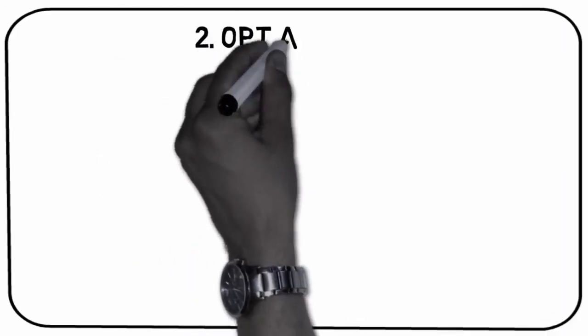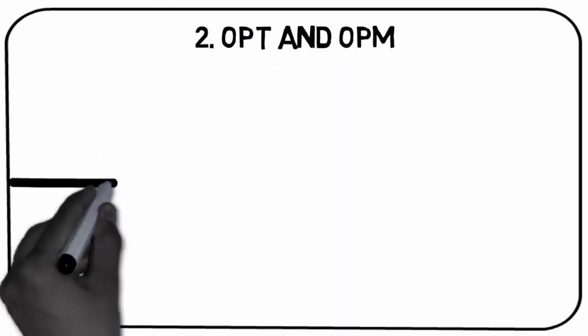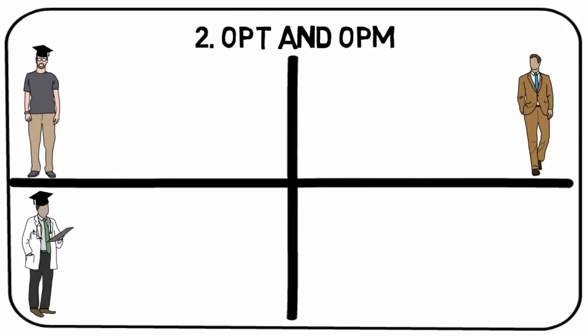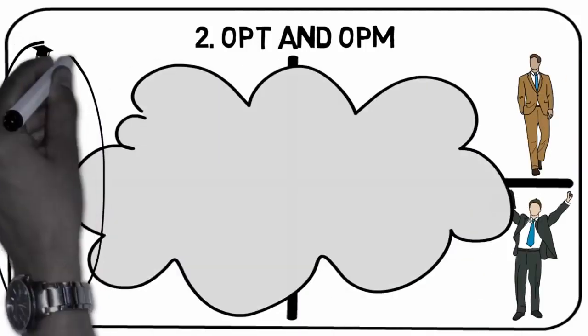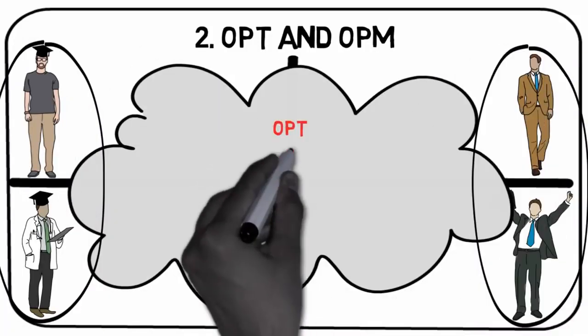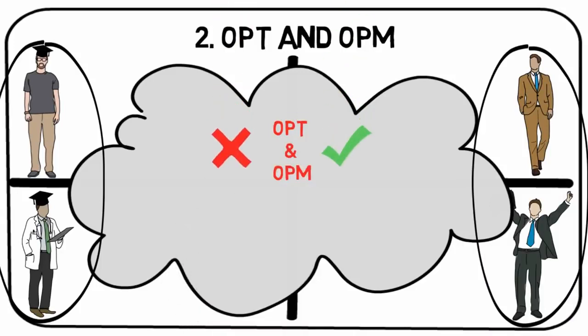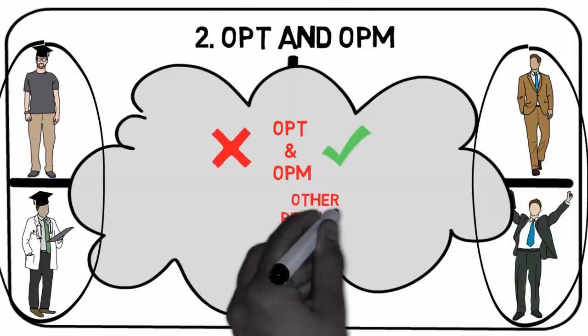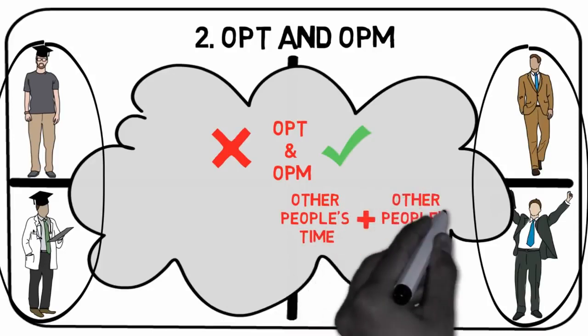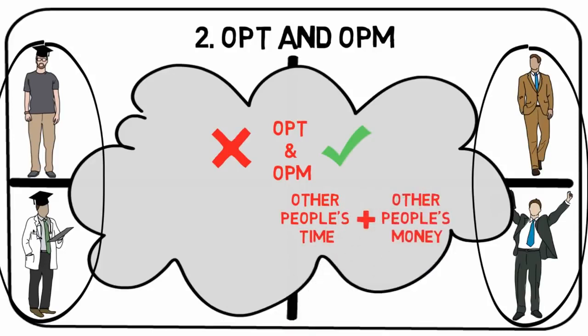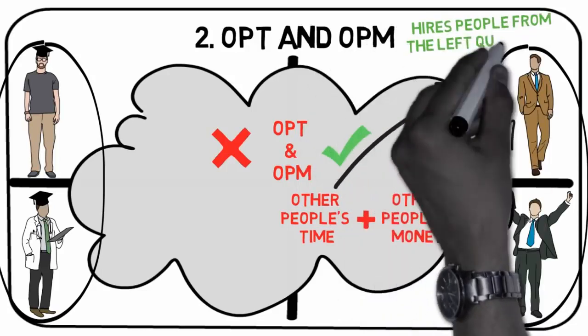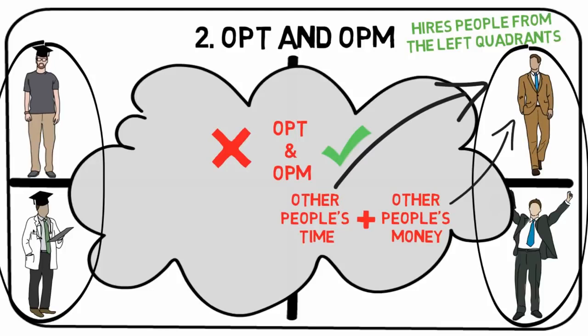Takeaway number 2. OPT and OPM. The number 1 difference between the left side of the Cashflow Quadrant and the right side is OPT and OPM. OPT stands for other people's time and OPM for other people's money. A person from the B quadrant uses OPT and OPM when he is designing a business system where he can hire people from the E and S quadrants while using money from people of the I quadrant.